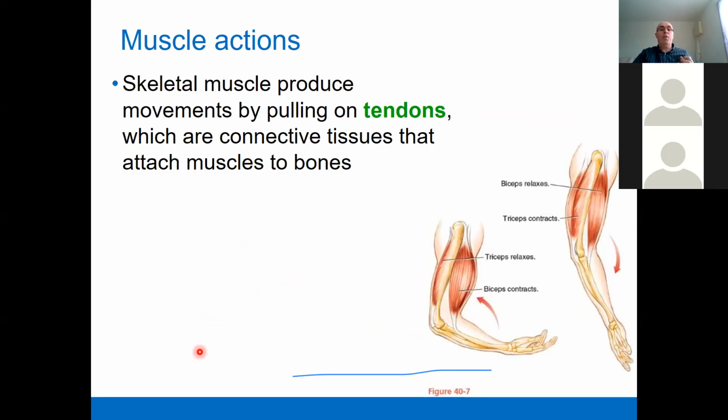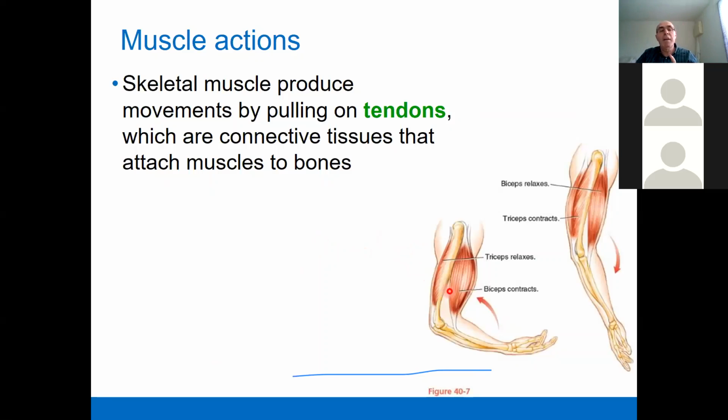Skeletal muscle produces movement by pulling on tendons, which are connective tissue. You know, tendons and ligaments. Tendons attach muscle to bone. Skeletal muscle produces movement by pulling on tendons.